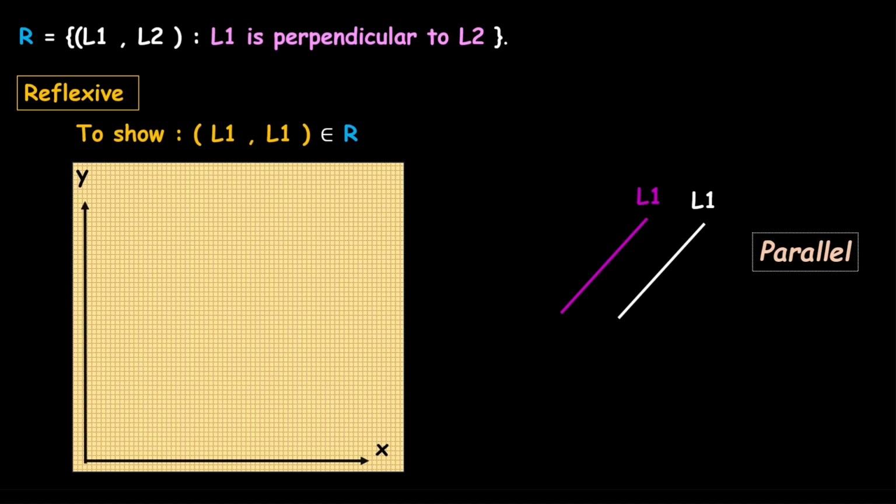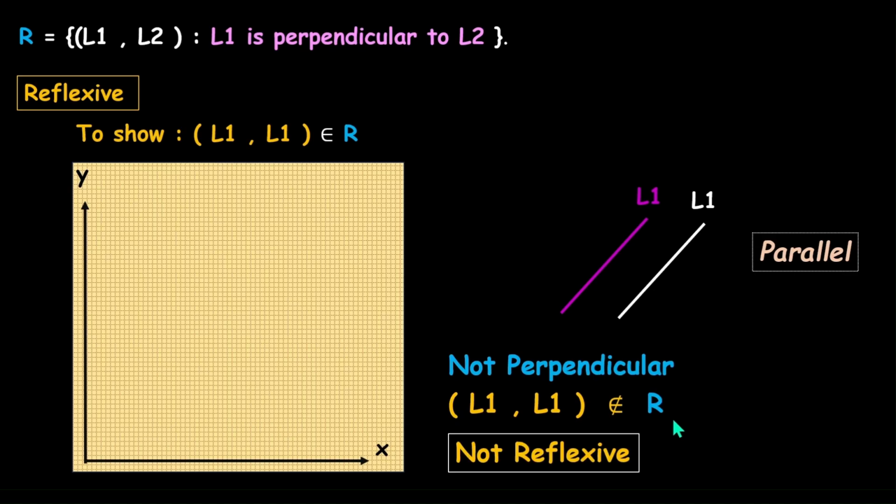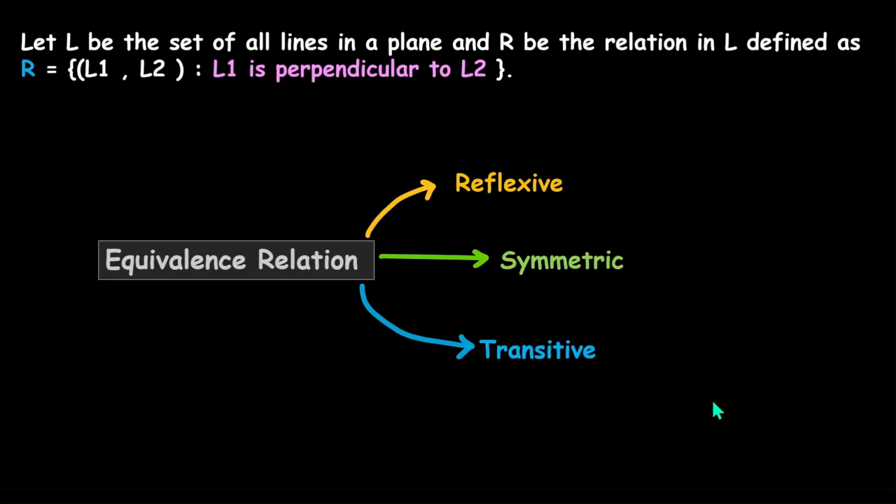Since it's not perpendicular to itself, it's clear that they can't be part of the relation, right? A line should be related to itself for it to be reflexive. But we can see the line is not related on this relation. Thus, it's not perpendicular and L1, L1 does not belong to the relation. Thus, this relation is not reflexive. So let's mark it. It's not reflexive.